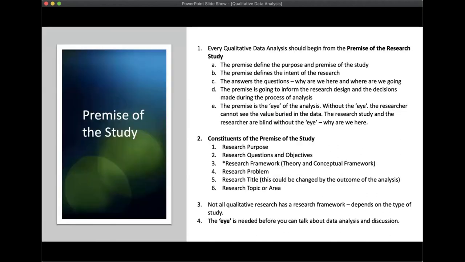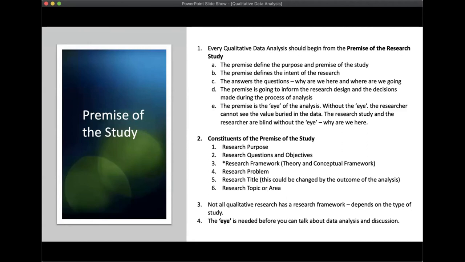The first thing I would like to say is that every qualitative data analysis should begin from the premise of the research study. The premise of the research study defines the purpose of the study. It gives us direction. It tells us the intent of the research. It answers the questions.